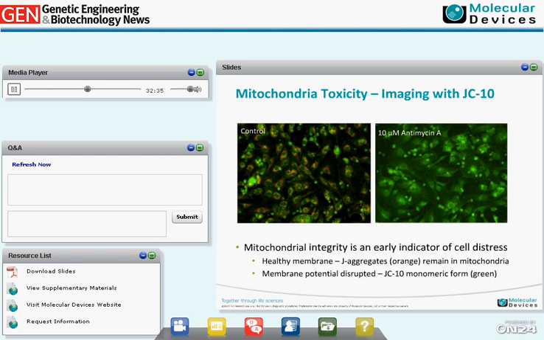On the left side, you can see in the control image healthy cells where you have the J aggregates in the mitochondria expressing orange stain. But as the membrane potential is disrupted, these change into JC-10 monomeric form and turn green. And so by using various analysis modules, you can quantify the granularity of the aggregates and their change in color from orange to green.